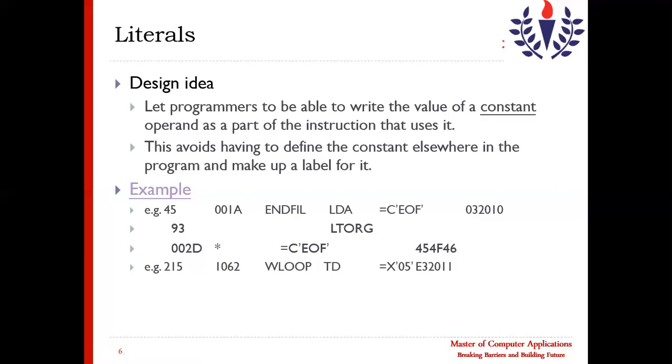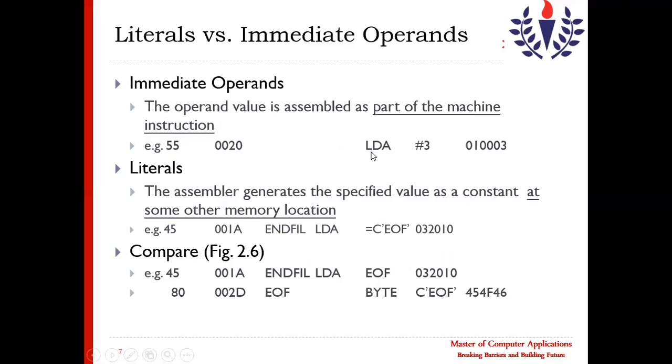So these are the literals, and they help us avoid defining the constant somewhere else and using it in our program through some label. We can define the values here. So this helps us avoid defining the constant elsewhere. This is what a literal is.